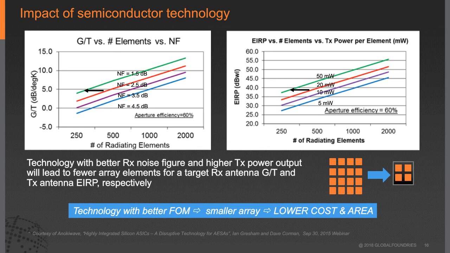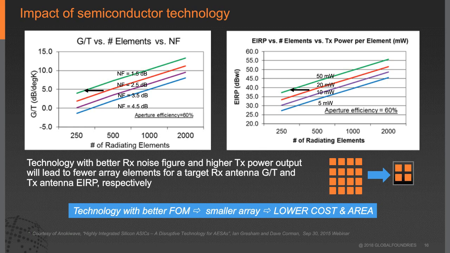Now, let's say you use a different technology where you can get a noise figure for your low noise amplifier of 1.5 dB. Then what happens is the number of radiating elements you need to meet your system G by T requirement comes down to 250. A huge reduction in number of elements. That means huge reduction in the size of phased array. That means huge reduction in the cost of your system.